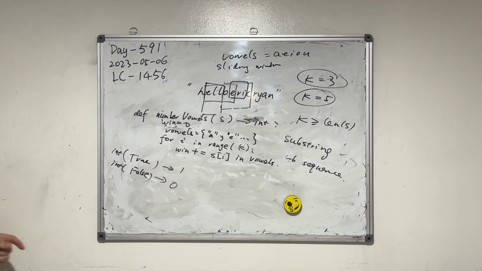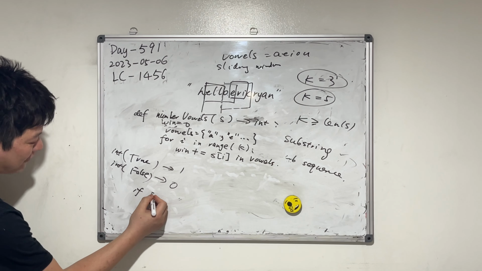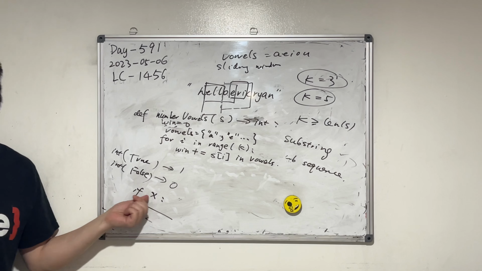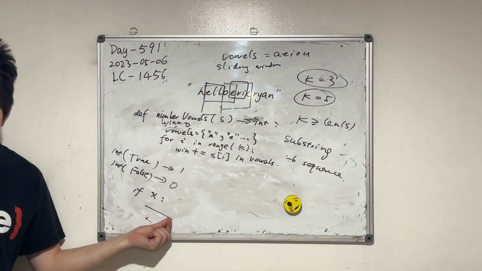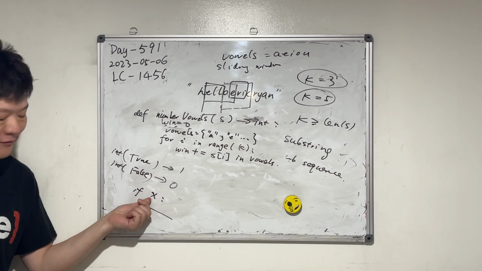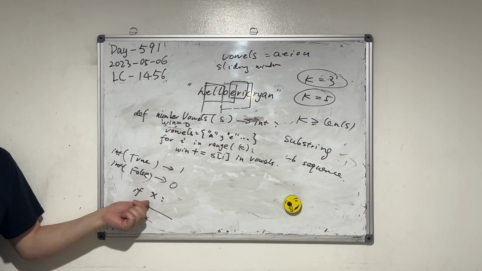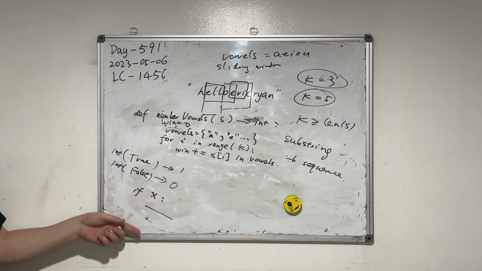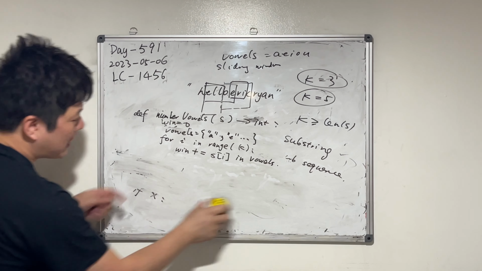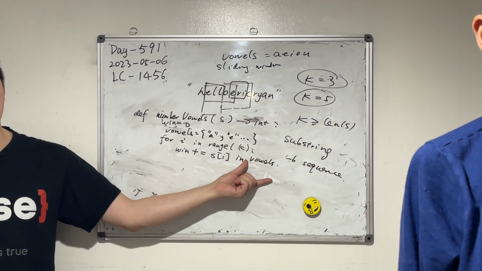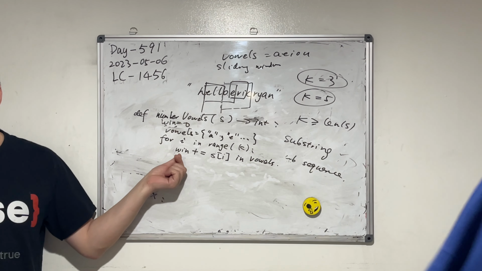Yes, correct. Because we can say if x, then we do something, right? So x is true, then we go here; this if satisfies the requirement. And if x is an integer, we can also say if it's non-zero. It's consistent, am I right? Okay, so look at s[i] in vowels. This is the boolean. When it's true, then we increment the window.